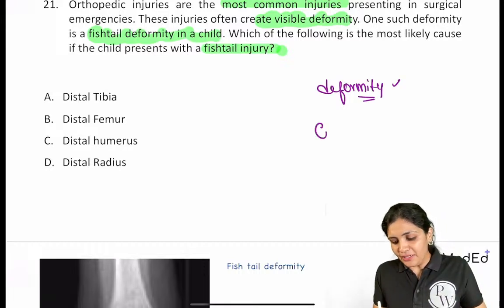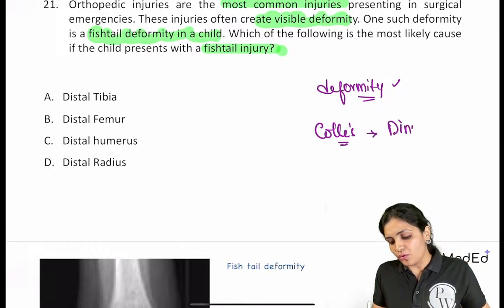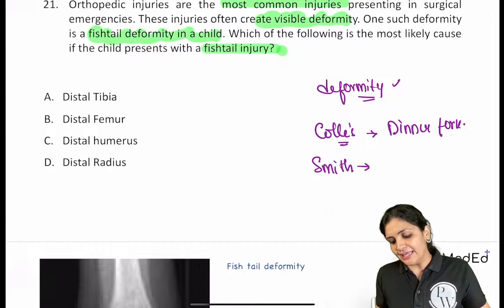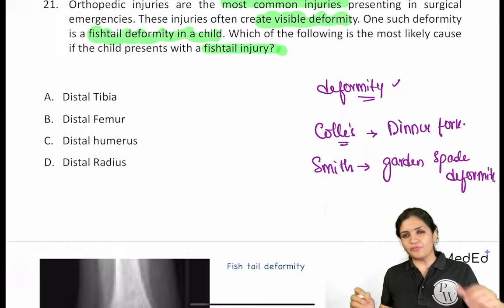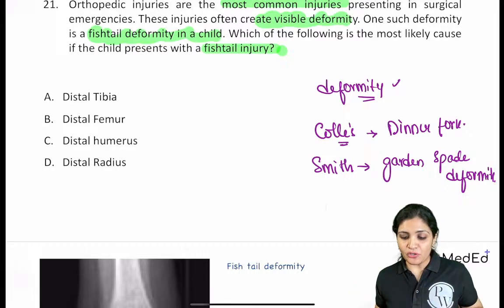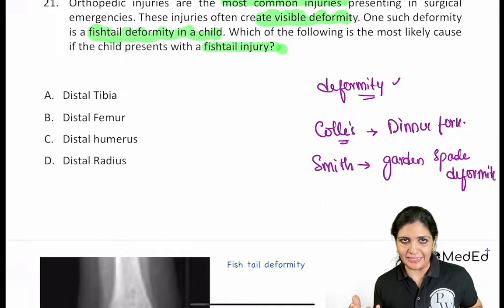For example, if you see the Colles fracture, if it is not treated properly, it will result in what is called a dinner fork deformity. Similarly, the Smith fracture is seen as the garden spade deformity, right? So these are certain types of deformities we usually see. So similarly, they're asking us what is the fishtail deformity? What does that tell us, right?